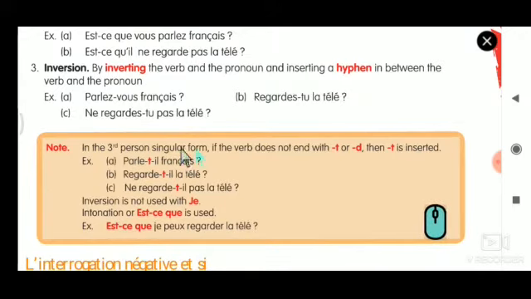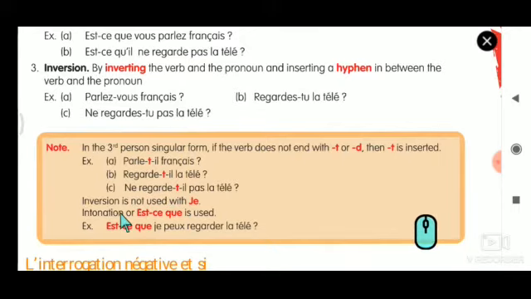Now note, in the third person singular form, if the verb does not end with T or D, then T is inserted. That is: Parle-t-il français? Regarde-t-il la télé? Ne regarde-t-il pas la télé? If you identify these, both the ending of the verb and the starting of the subject become a vowel. To break this chain, we introduce a consonant. The consonant is T. This helps to differentiate the verb and the subject.